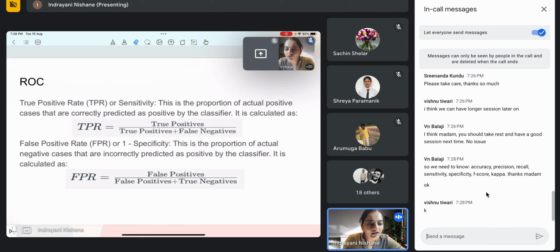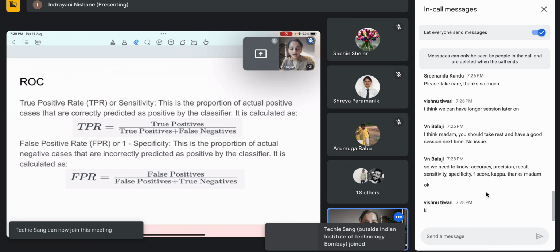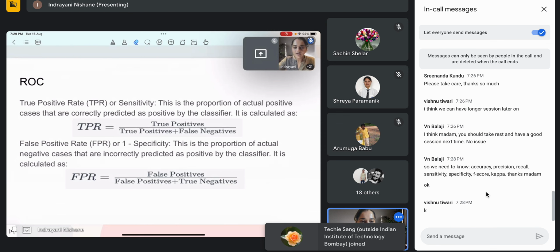So we need to know accuracy, precision, recall, sensitivity, specificity, F-score, kappa. Yes, if we know all these values, then we can make a more informed decision about what our focus is. Whether we want to focus on true positive predictions of our ML algorithm, or true negative predictions of our ML algorithm. Depending on that, we can make a well-rounded, well-informed decision.